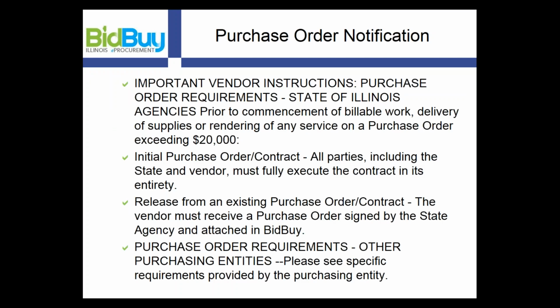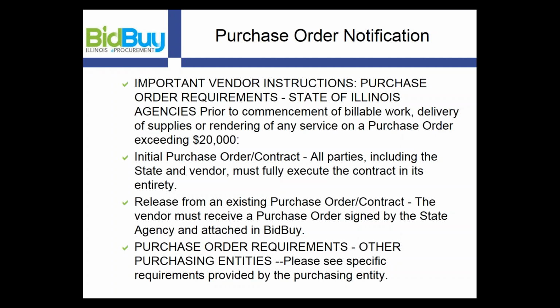So the important vendor instructions regarding the purchase order requirements, State of Illinois agencies: prior to the commencement of billable work, delivery of supplies, or rendering of any service, and this is going to be on a purchase order exceeding $20,000. This is where above $20,000 needs to be obligated by the comptroller's office. So if it's an initial purchase order contract, all parties, including the state and vendor, must fully execute the contract in its entirety. So we need to see 3 signatures that are on there.